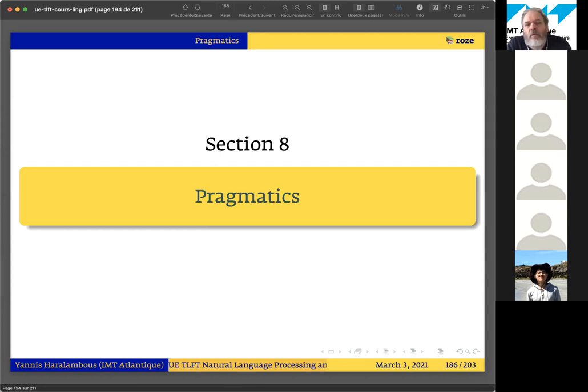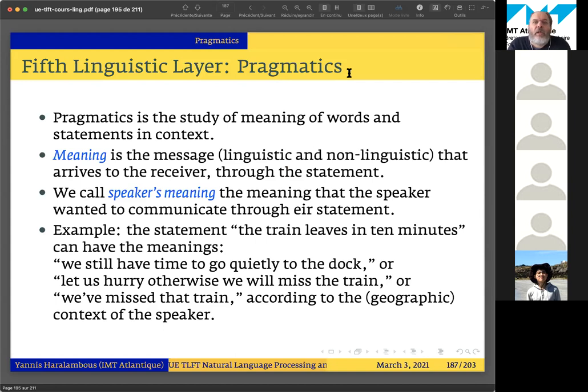Now we will move on to pragmatics, and here implementation is very limited. So what you will see now has not yet been implemented in a standard way. We are still on an experimental basis, and many things have not been implemented at all for the moment. So pragmatics is the study of meaning either of words or statements in the context.